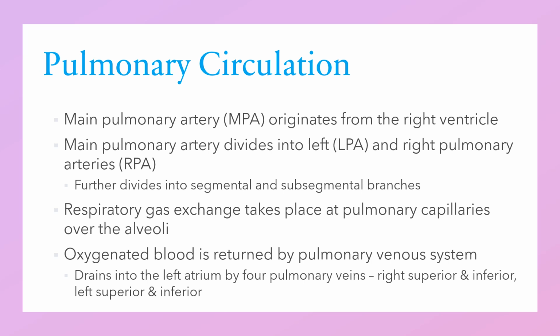Oxygenated blood is returned by the pulmonary venous system, which drains into the left atrium by 4 pulmonary veins, right and left, superior and inferior pulmonary veins.